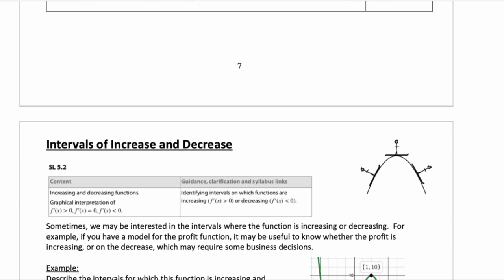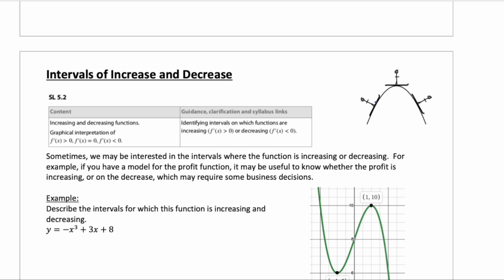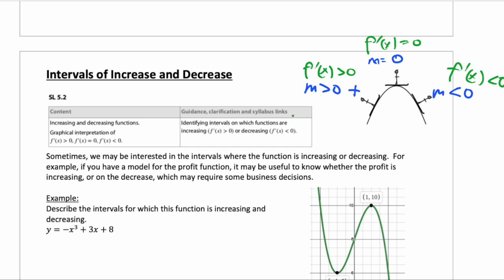Okay, so let's look at where the function is increasing and decreasing. So if the slope of the tangent is positive, the function is increasing. At a maximum or minimum or an inflection point, the slope is 0. And over here we have a negative slope, let's say it's less than 0. Okay, and that corresponds to the derivative. So on this point, the derivative equals 0. Here, the derivative is greater than 0. Here, the derivative is less than 0.